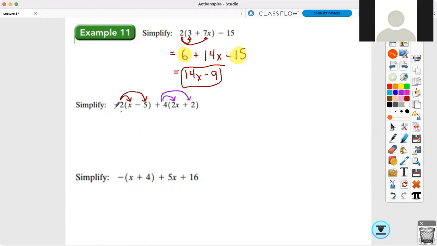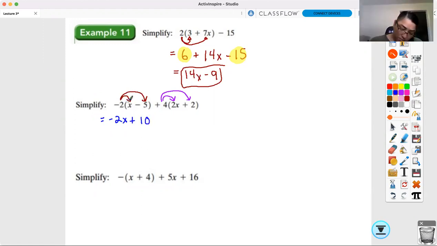So -2 times x is what? -2x. There you go. And then we're going to do -2 times -5. Two negatives make a what? Positive. And 2 times 5 is 10. Everyone comfortable with how I distributed -2?